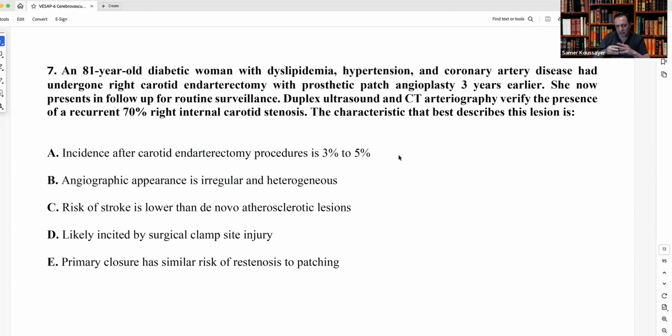But the majority are, if you look at the angiogram or you do a duplex, you see very nice, smooth stenosis. And the reason why this will not cause embolization as in the de novo lesions, you know, is the reason why we're not as aggressive as with the first one.